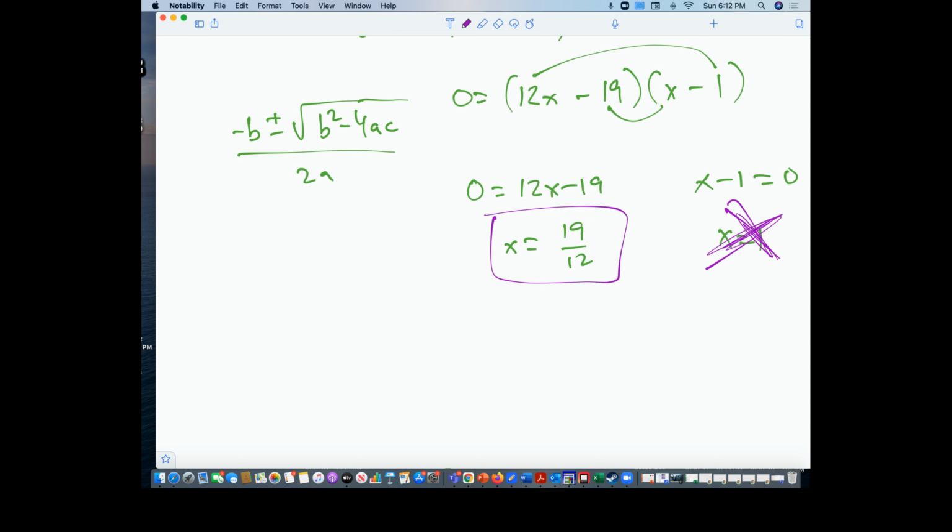So there you have it. You can always use the quadratic formula if you're worried. Though, like I said, this quadratic formula is going to be nasty because you're going to get a really big number. But it does work as well.